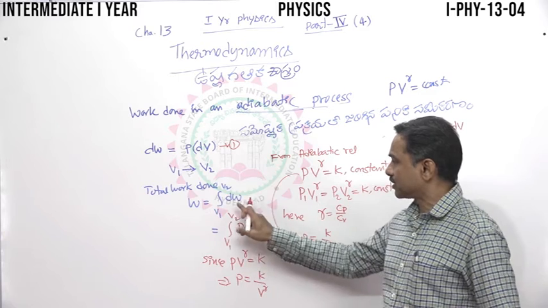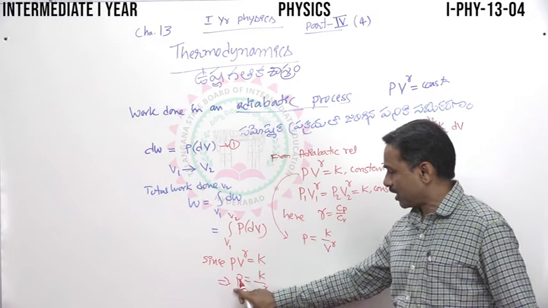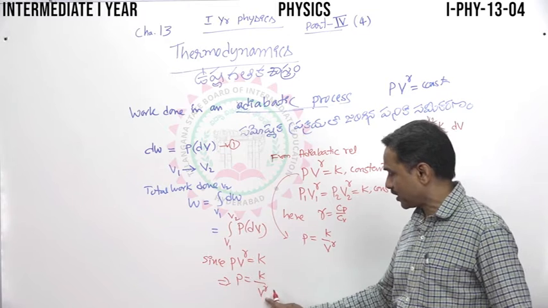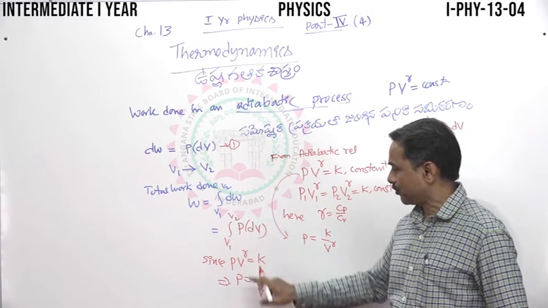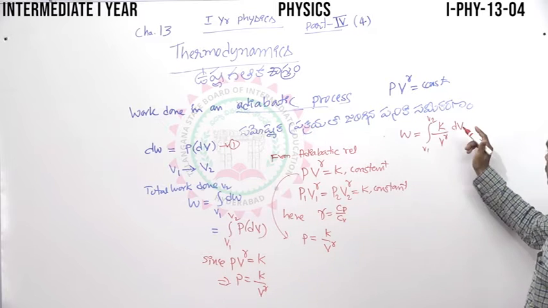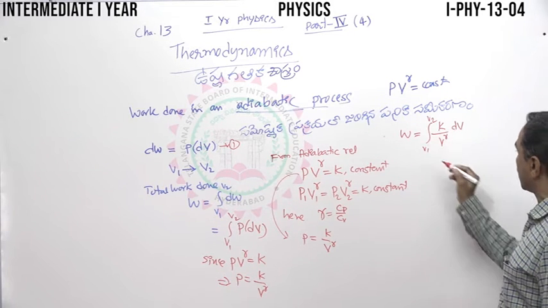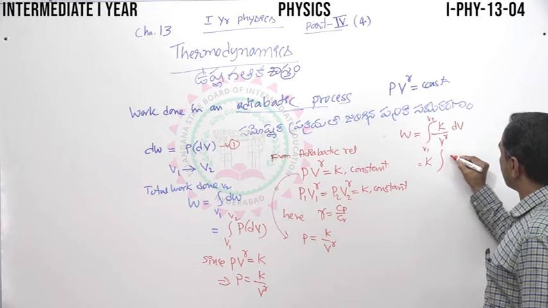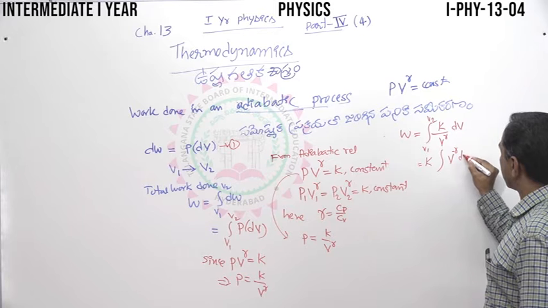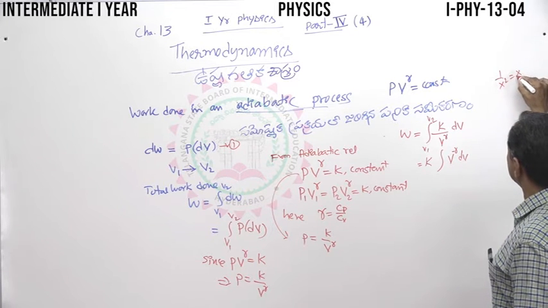Here it is an adiabatic process, so the adiabatic equation gives P as K divided by V power of gamma. Now you just substitute the P value. K is a constant, so put it outside, and V power of gamma goes to the numerator as V power of minus gamma dV. Similarly, we can write 1 by x square as x power of minus 2.